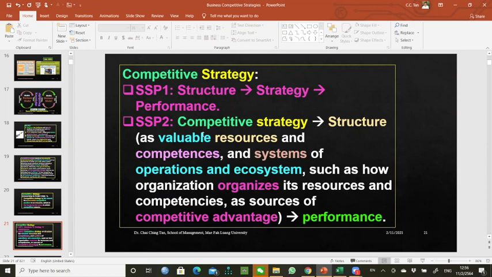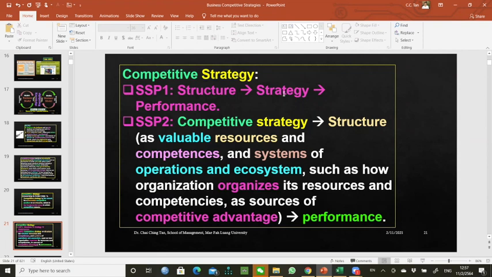Okay, so back to the SSP one. Because the two are similar, you can start with the structures and then move to the strategy. Structures means that if you really want to understand the competitive strategy, you really have to understand the industry structure. The structure of where you are in is very important.